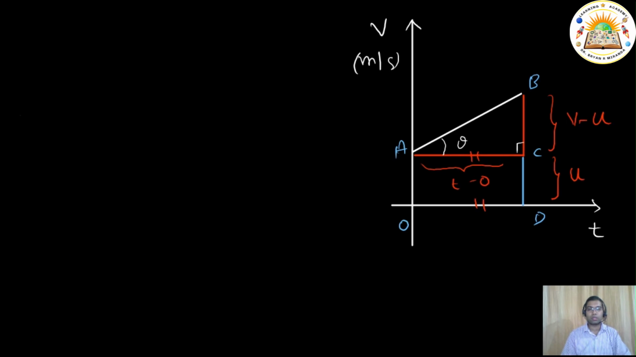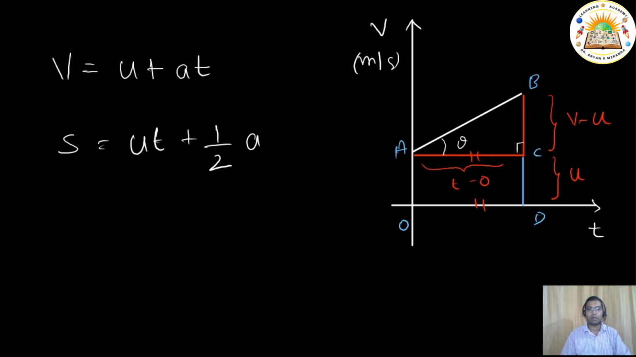So we can talk about our three equations of motion, that is V is equal to U plus AT, S is equal to UT plus half AT square, and V square is equal to U square plus 2AS. Now we have derived all of these three using the velocity time graph that is given to us.